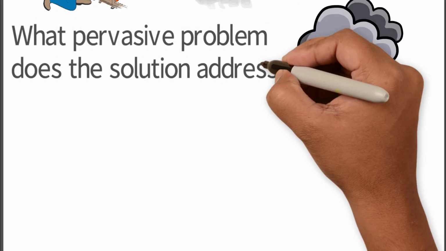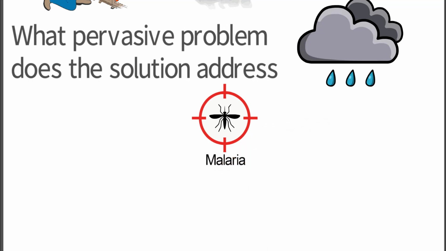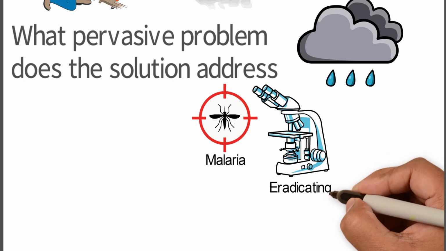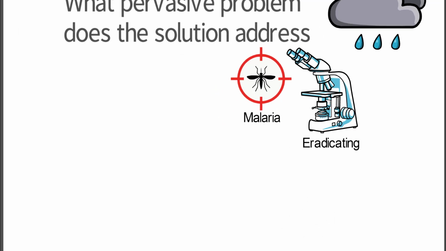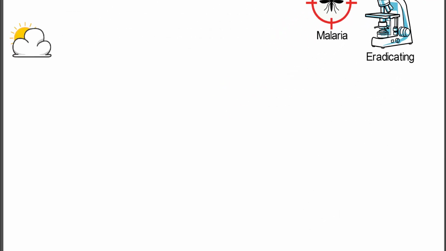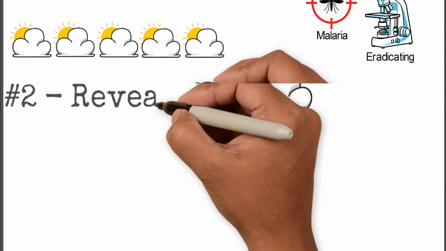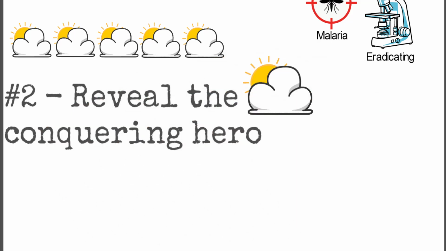And then, what pervasive problem does the solution address? All right, you don't want to talk about how it can kill one malaria bug, if you will. Instead, we want to talk about how we're going to eradicate malaria. So you want to use different types of terms such as that when you're talking about it. Then the other thing is you want to reveal the conquering hero.